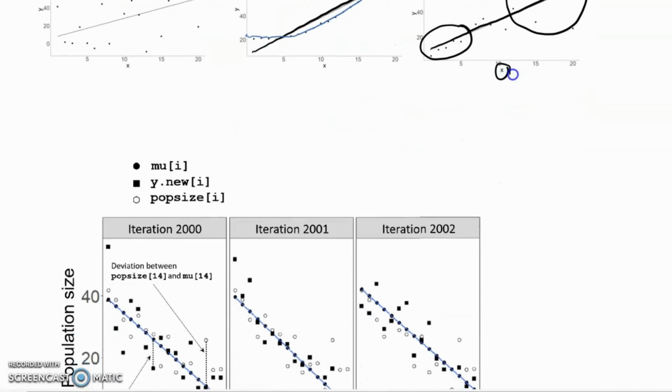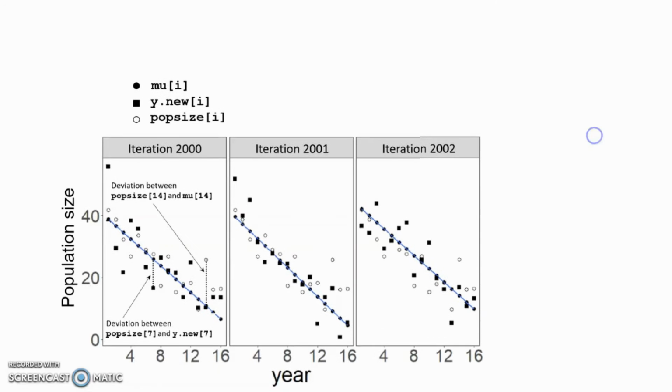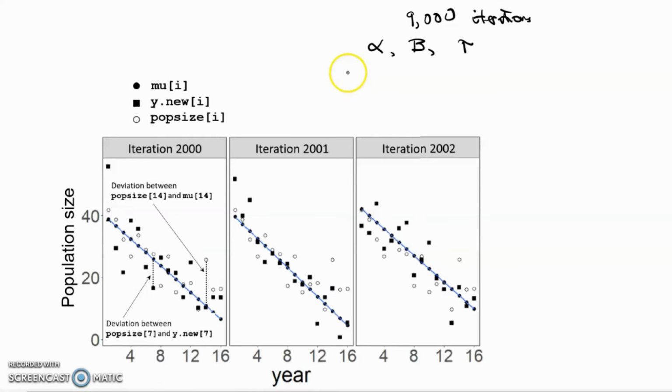Now what I want to do is come back to our example with birds and our population size. The way we're going to set up our JAGS program is that for each chain, we're going to get 9,000 iterations. And think of what happens in each iteration. In each iteration, we're going to get a value of alpha, a value of beta, and a value of tau.